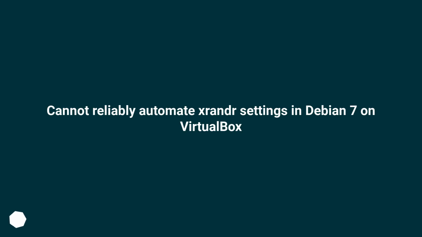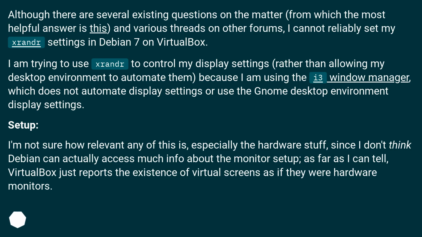Cannot reliably automate xrandr settings in Debian 7 on VirtualBox. Although there are several existing questions on the matter, from which the most helpful answer is this, and various threads on other forums, I cannot reliably set my xrandr settings in Debian 7 on VirtualBox.